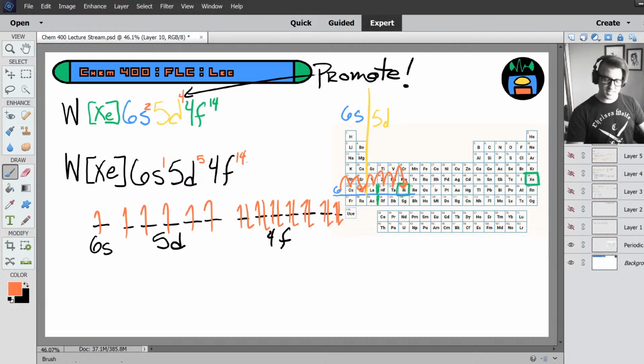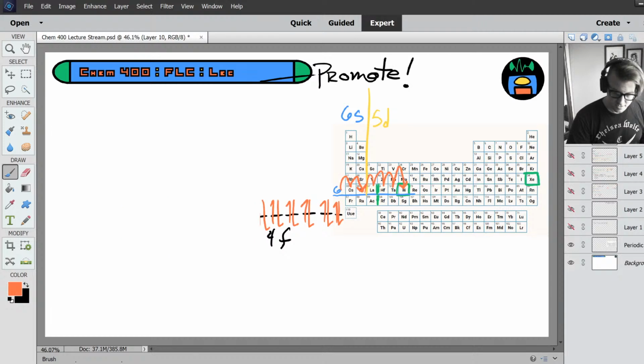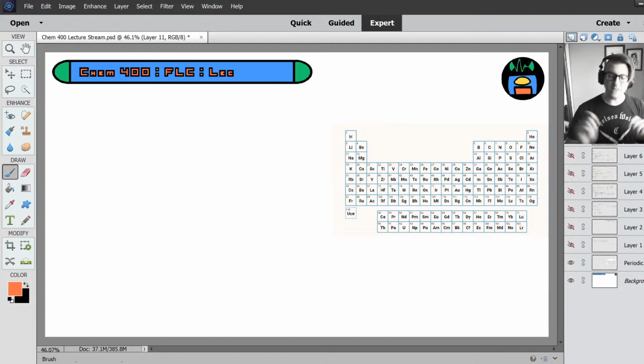All right, so this is an example of catching it early. You see that d4, and you know instantly that we're going to promote 1 from the s subshell. Now I want to give you an example where you could run into a d4 or a d9 and not be able to promote it. So it's not an automatic thing, as you'll see in the following example.